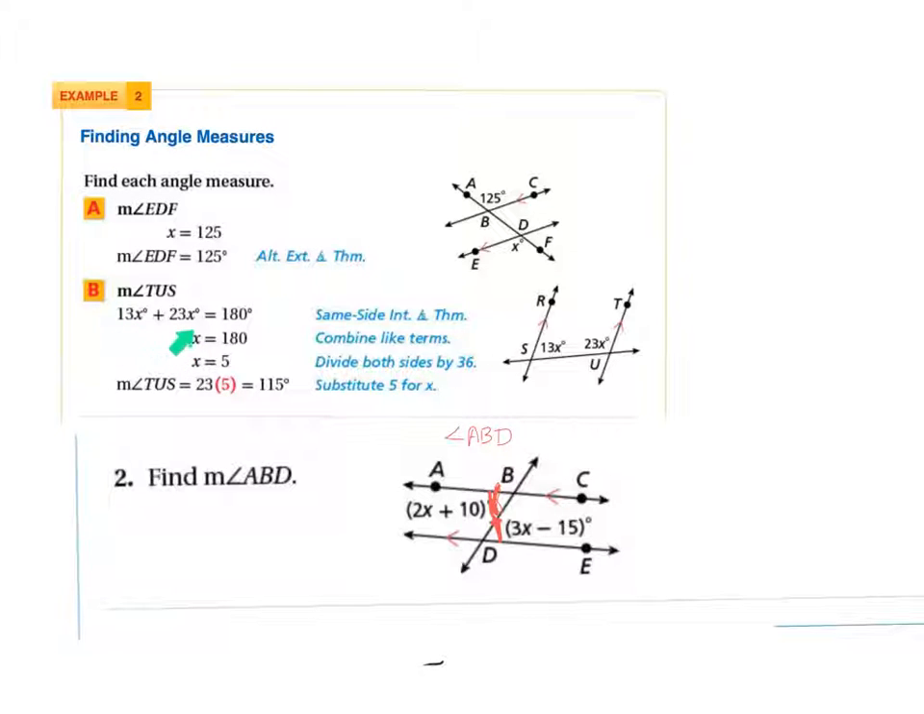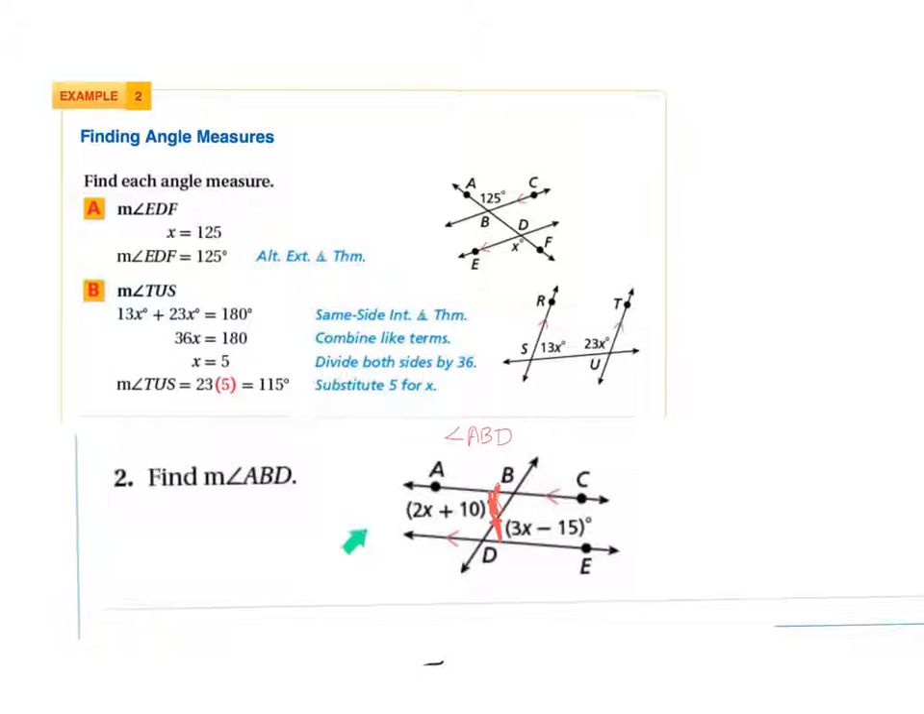So combine like terms, we get 36x equals 180. Divide both sides by 36, we get x equals 5. Now the question didn't ask for x, it asked for measure of angle TUS, so we have to plug back into TUS. TUS is 23x, so we plug that in, and it's 115.